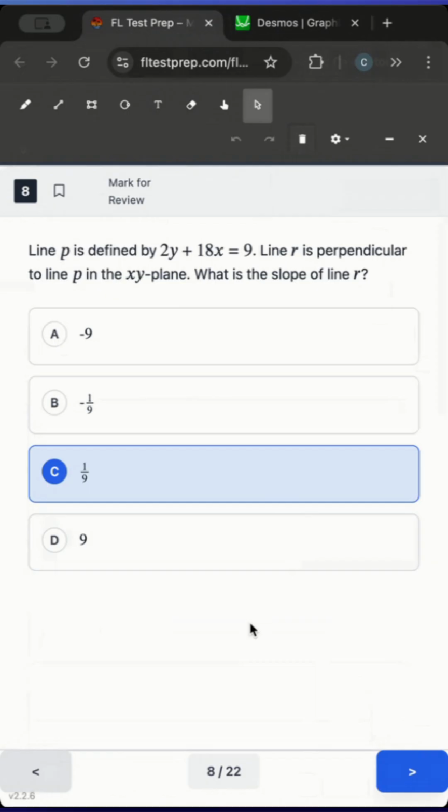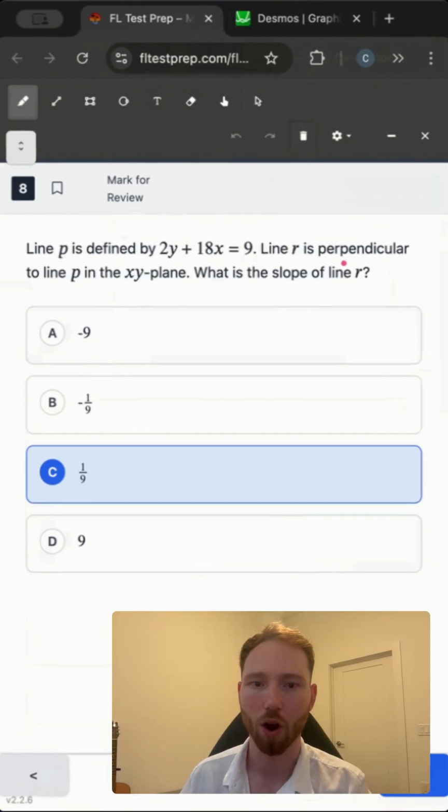Do you know how to solve for perpendicular lines on the SAT? Here's how to do it. Line P is defined as 2y plus 18x equals 9. Line R is perpendicular to P on the xy plane. What is the slope of line R?